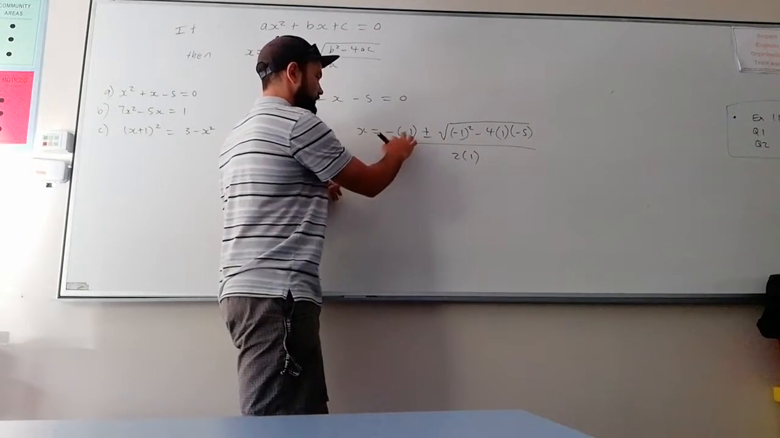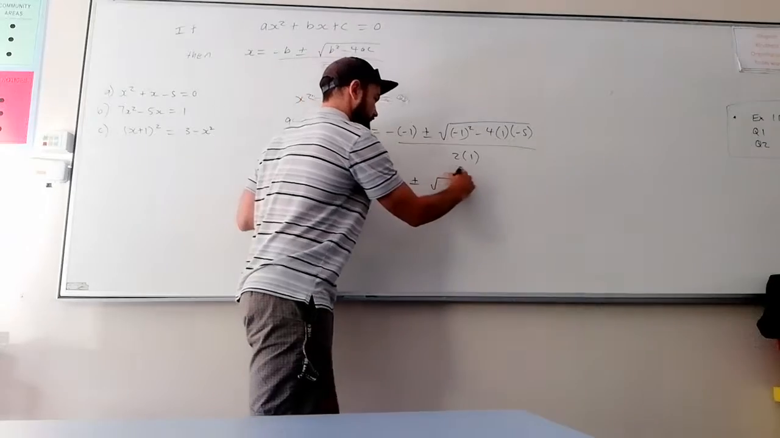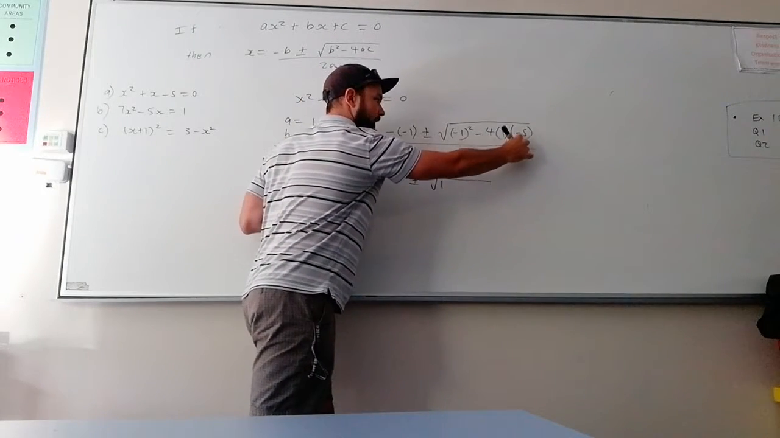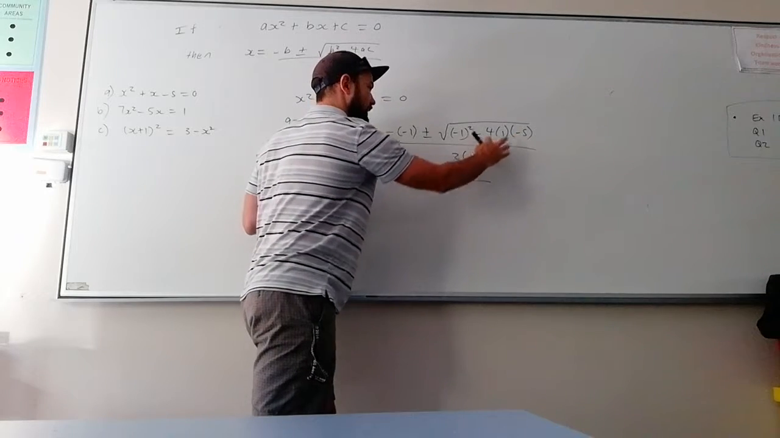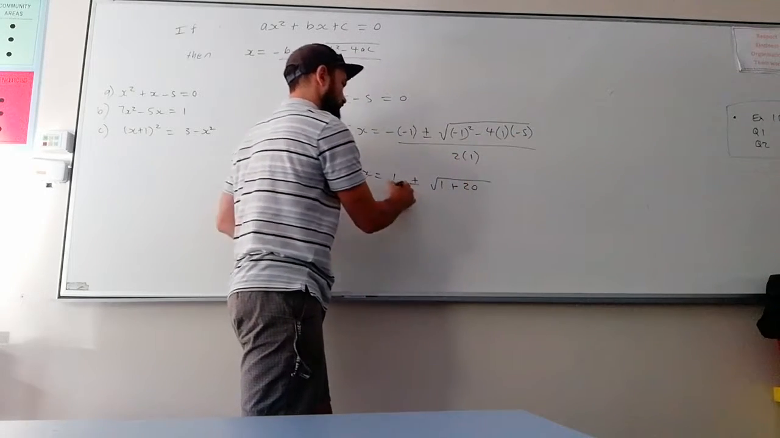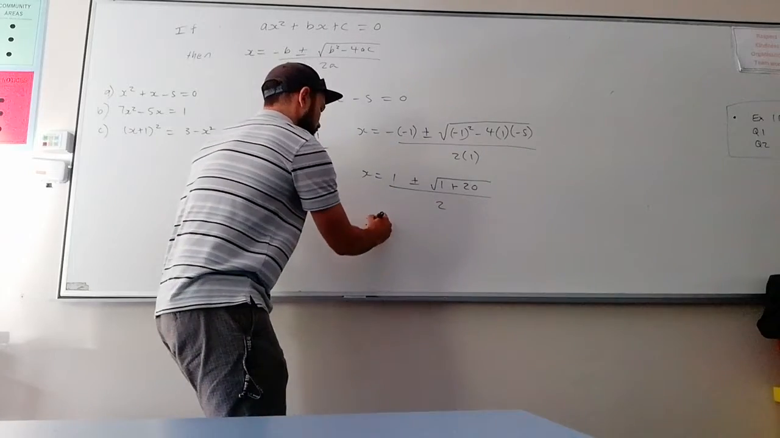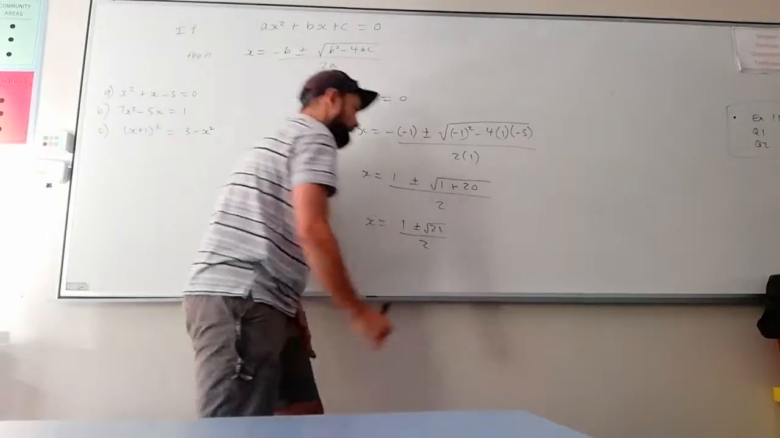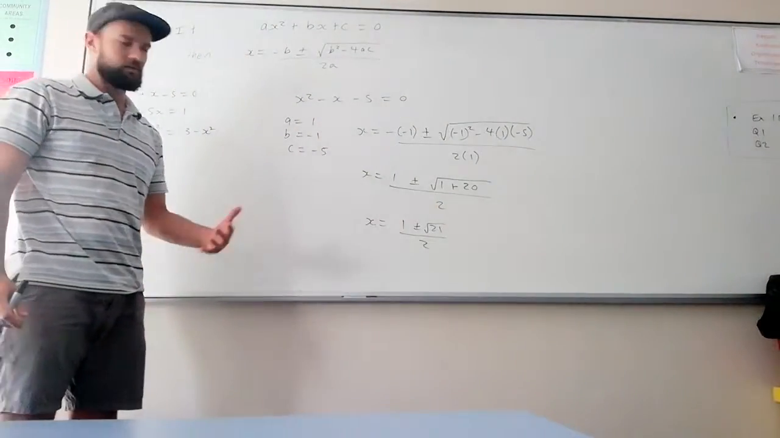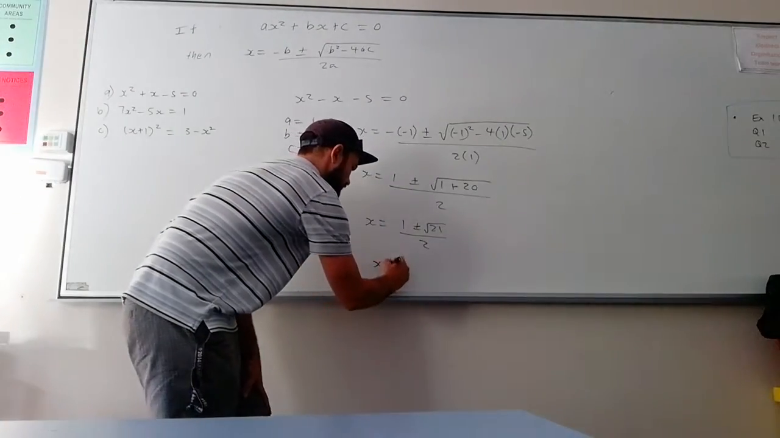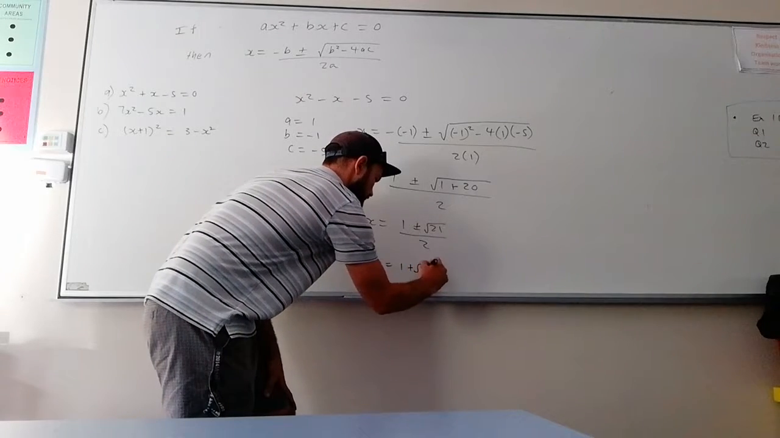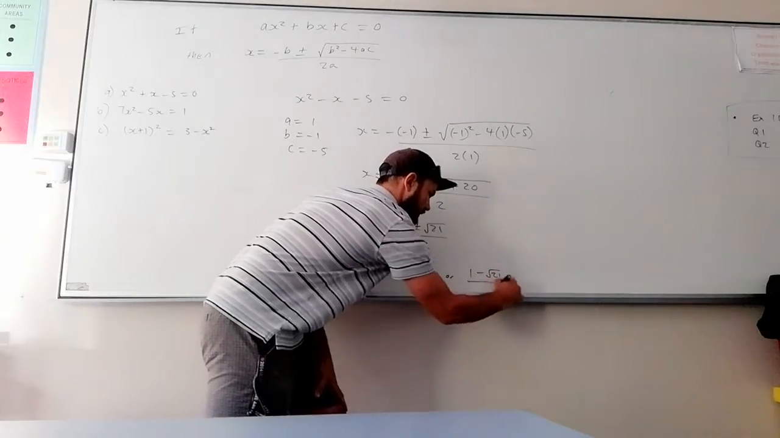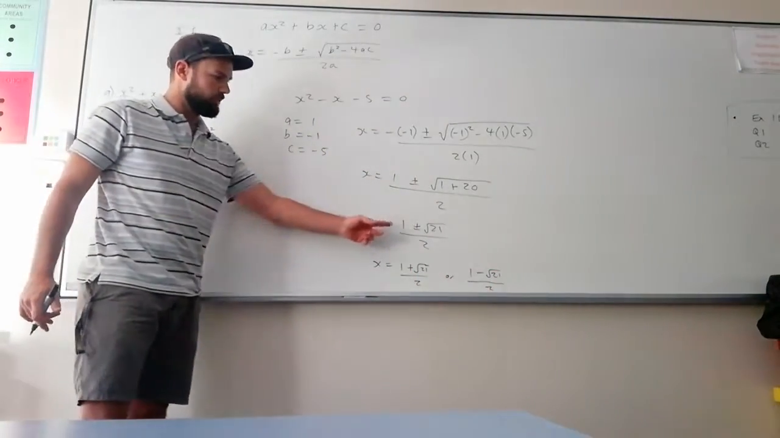So we'd have 1 plus or minus the square root of 1. And we've got minus here and minus here, so that's going to become positive. 1 plus 20 over 2. So we've got 1 plus or minus the square root of 21 over 2. And so there are our two solutions. x is either 1 plus root 21 over 2, or 1 take root 21 on 2, hence the plus or minus here.